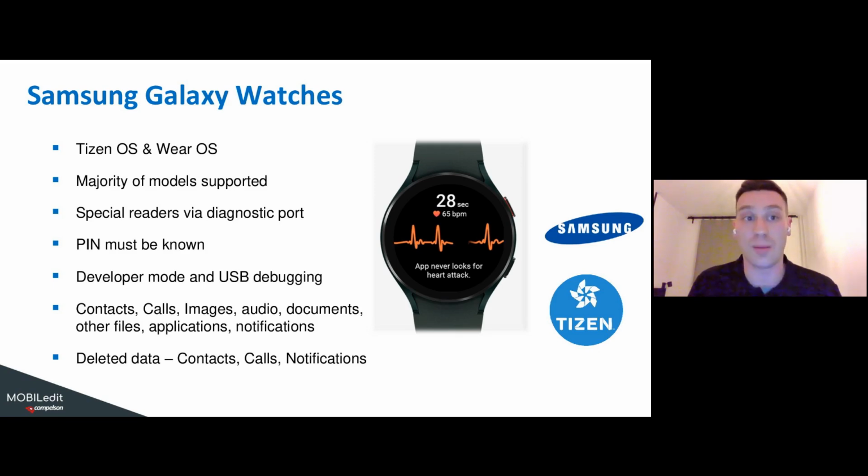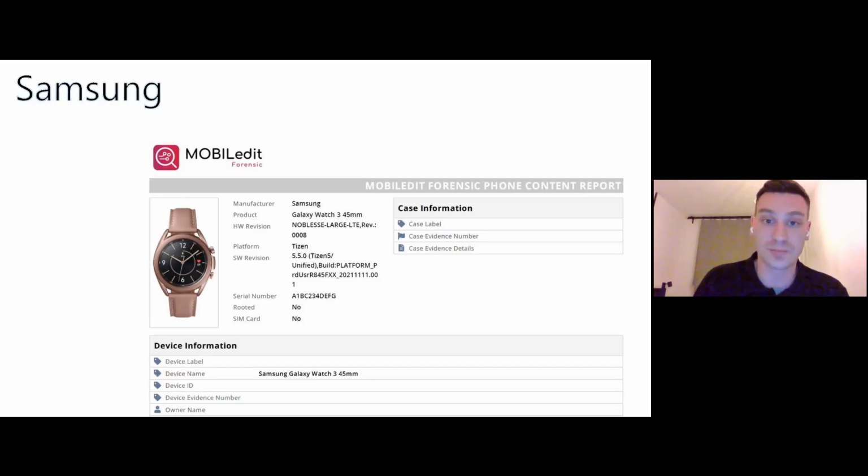And the data that you're able to get from the Samsung Galaxy Watches was actually surprising to us as well. You can get contacts, calls, images, audio, documents, other files, applications, notifications, and also lots of deleted data as well. So contacts, calls, and notifications.